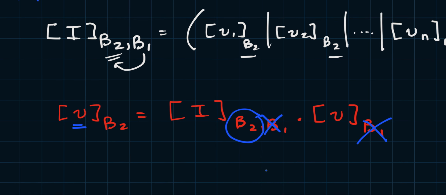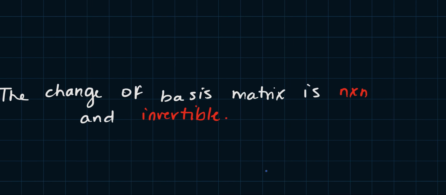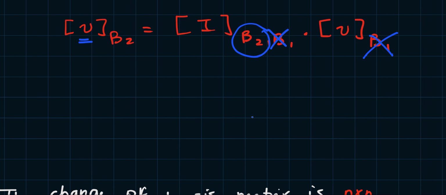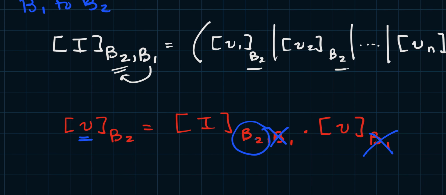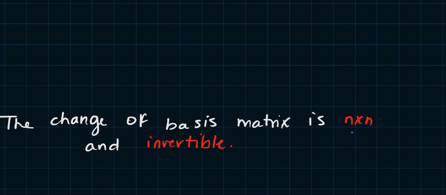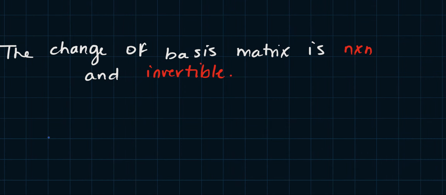All right, let's do a real example of this. Before I give you that example, I also want to tell you that this change of basis matrix that we just saw, this I, B2 comma B1, is an invertible matrix. It's a square matrix, and it's invertible. And I want to tell you what its inverse is. It's actually easy to figure out.